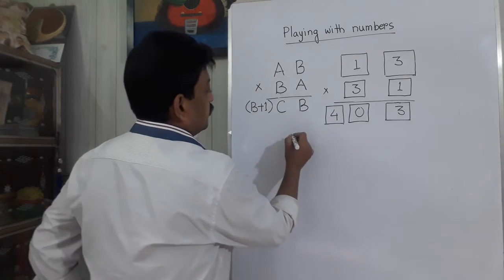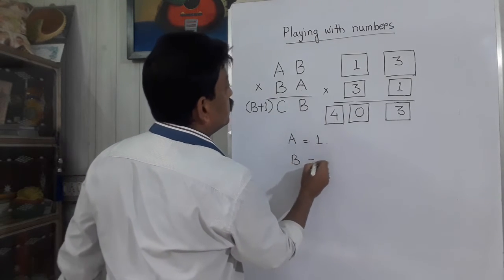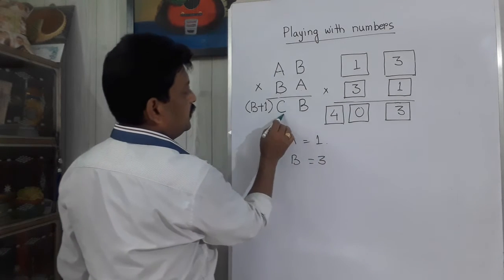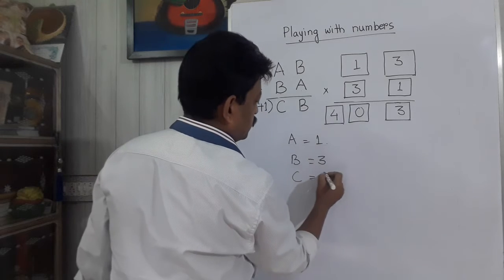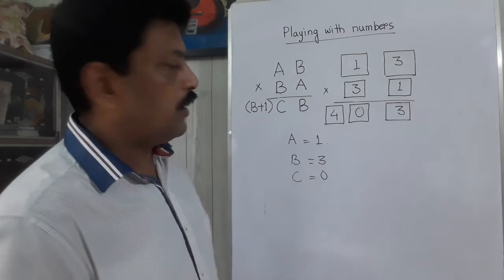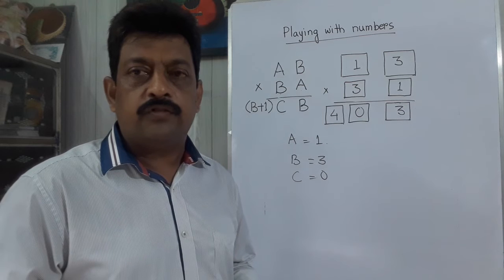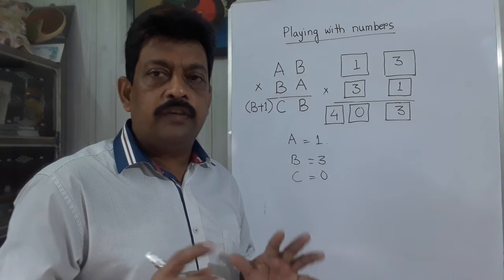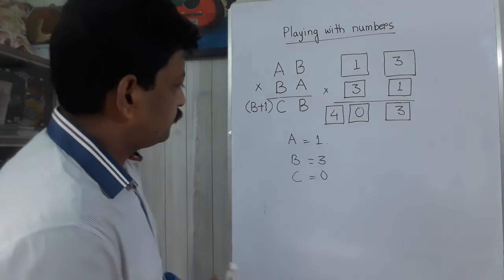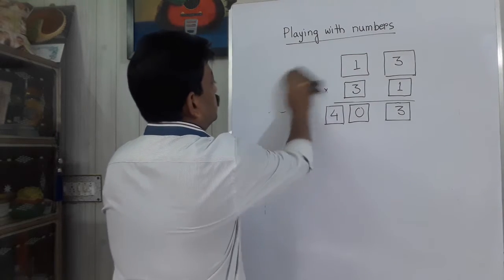So what is A? A is 1. What is B? B is 3. And what is C? C is 0. So we have got the correct answer. Understood? So this is a little bit time consuming sum, but as I have told you, there is no formula. We only have to guess and use our calculation capacity. Okay. So these two are the sums involving the product of two numbers.